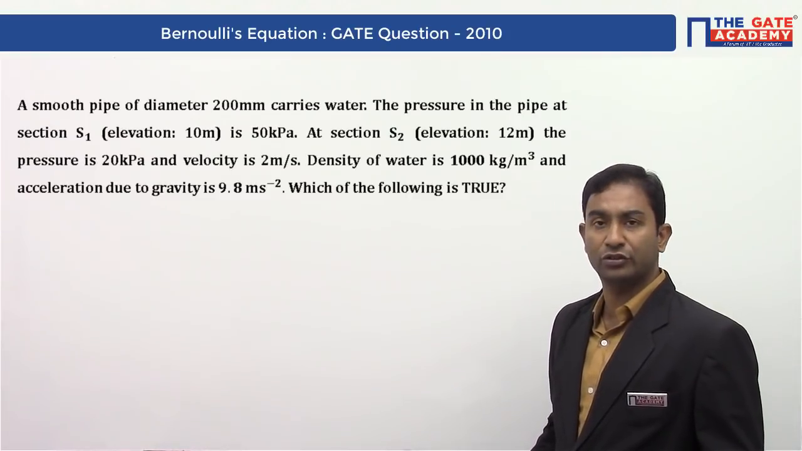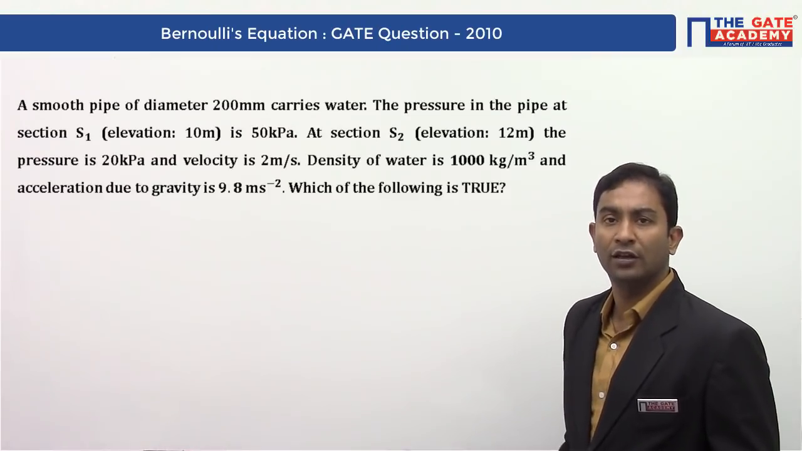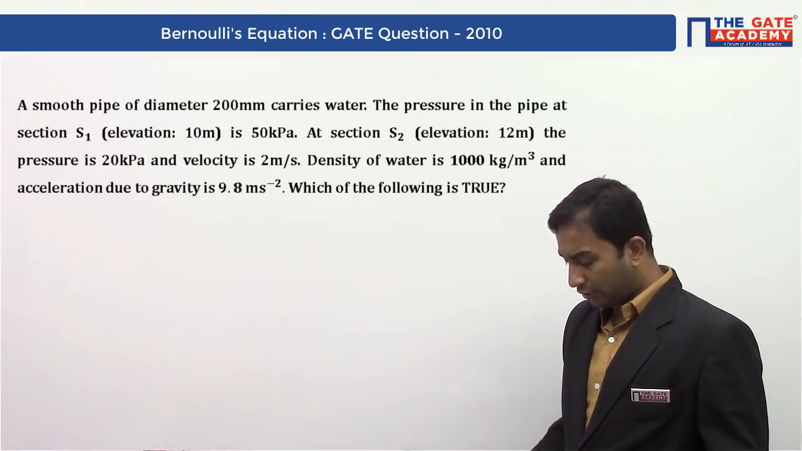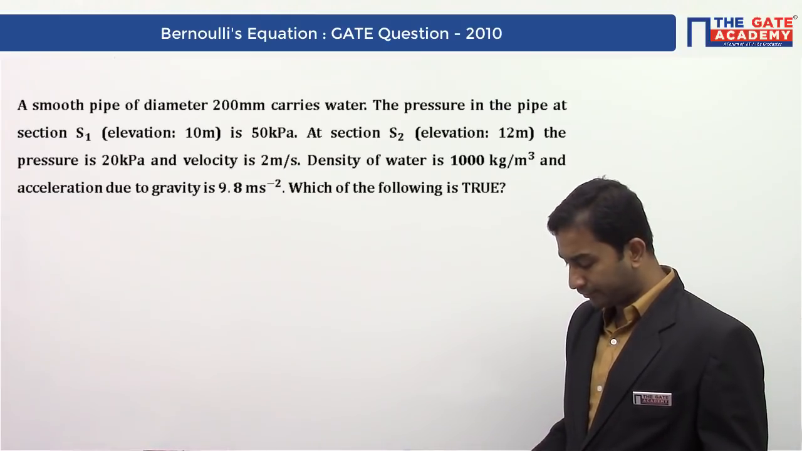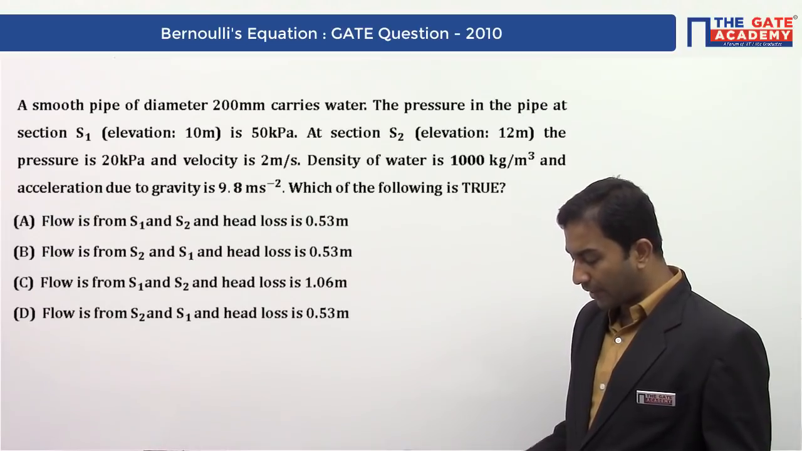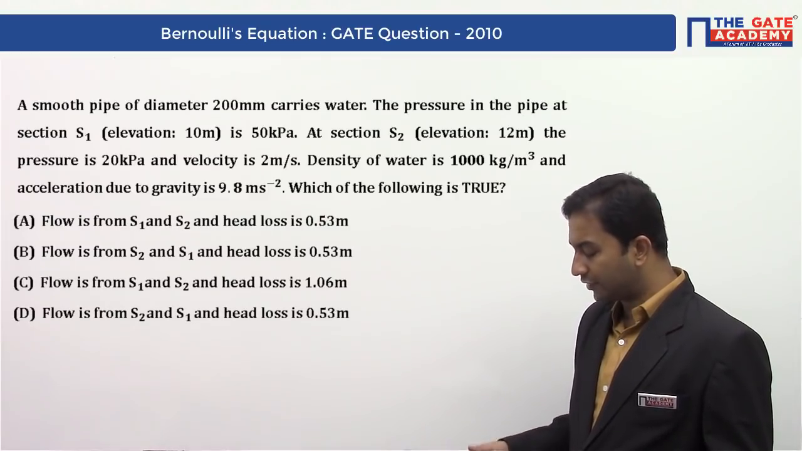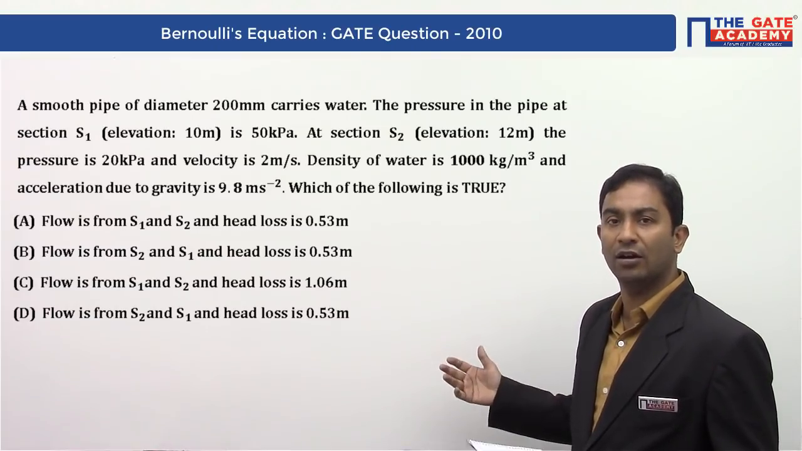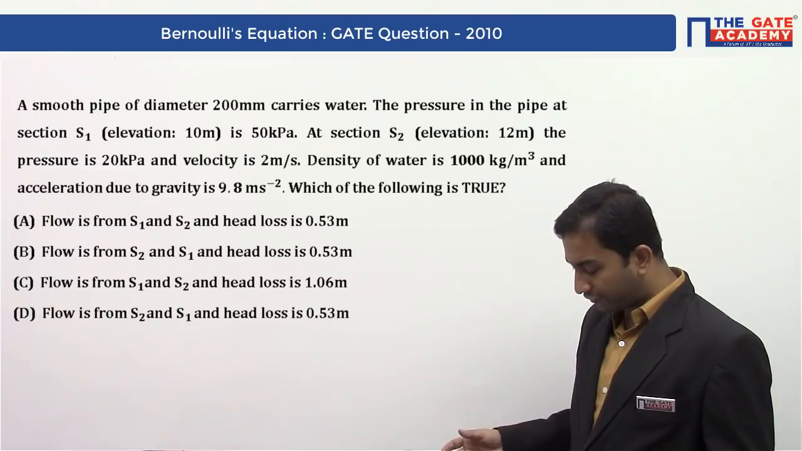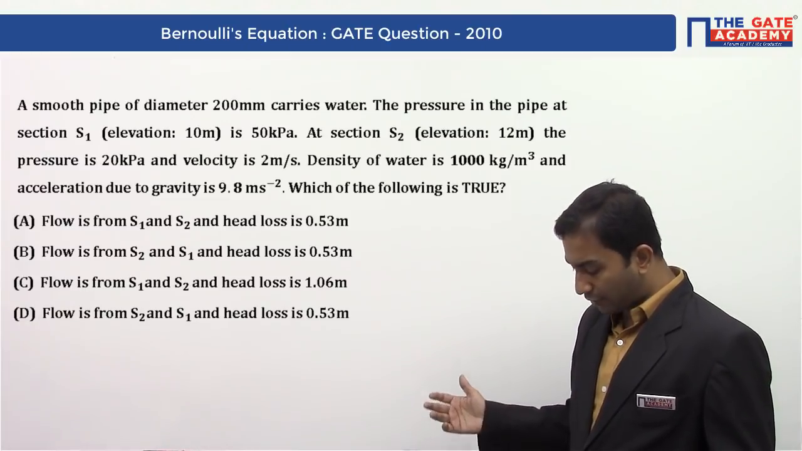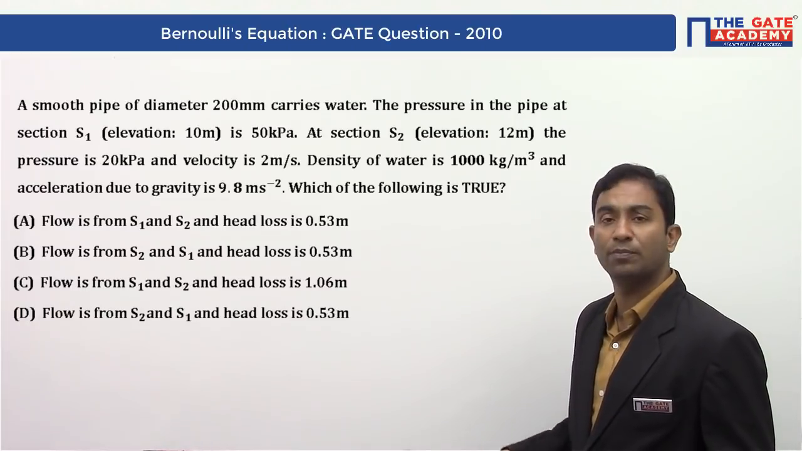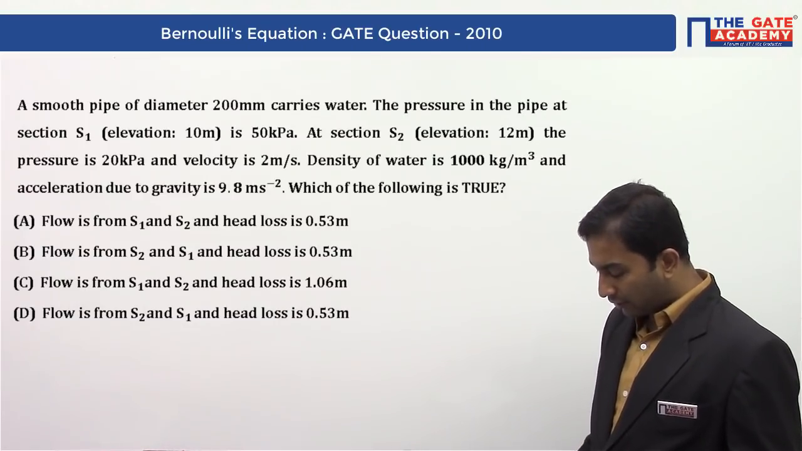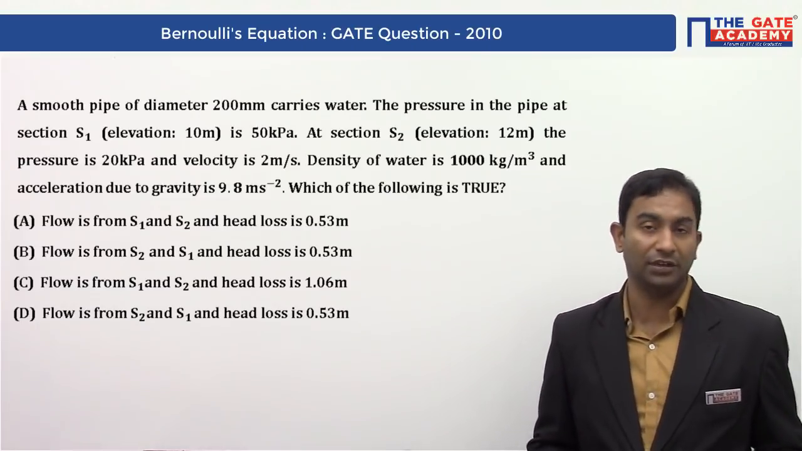Which of the following is true? We are given 4 options over here. Out of this we have to choose the true statement or the correct option. The options are as follows. Flow is from S1 to S2 and head loss is 0.53 meter. Flow is from S2 to S1 and the head loss is 0.53 meter. Flow is from S1 to S2 and the head loss is 1.06 meter. Flow is from S2 to S1 and the head loss is 0.53 meter.